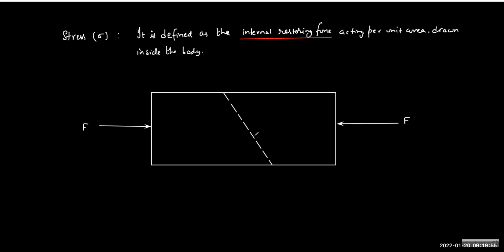So for the sake of understanding, let's say this is theta angle, and this is the random cross section taken to analyze the stress part. So what we can do is take this separately. So this is the ABD. Okay, we are drawing it separately. It doesn't mean I have cut.